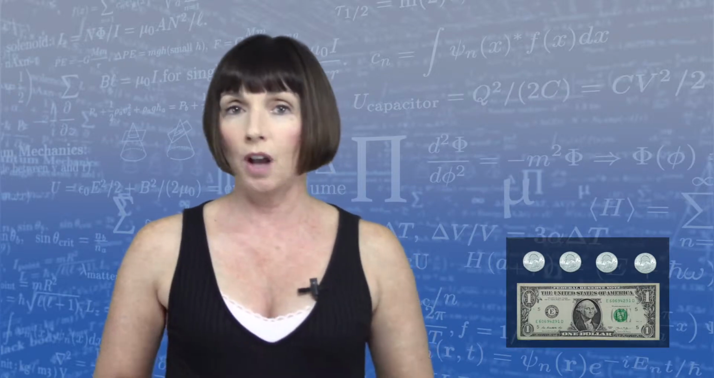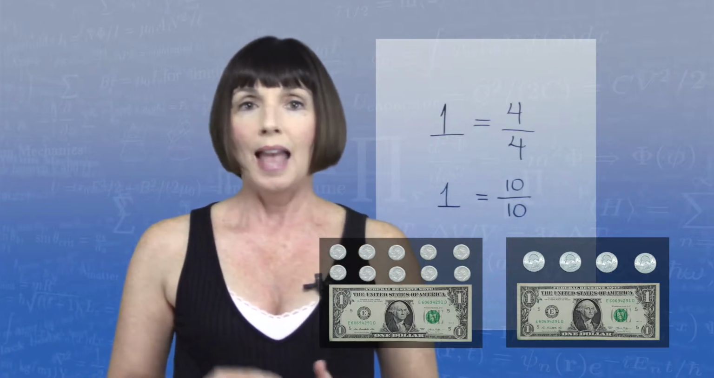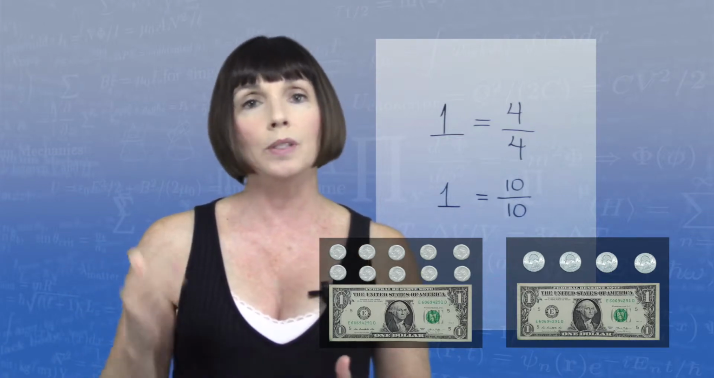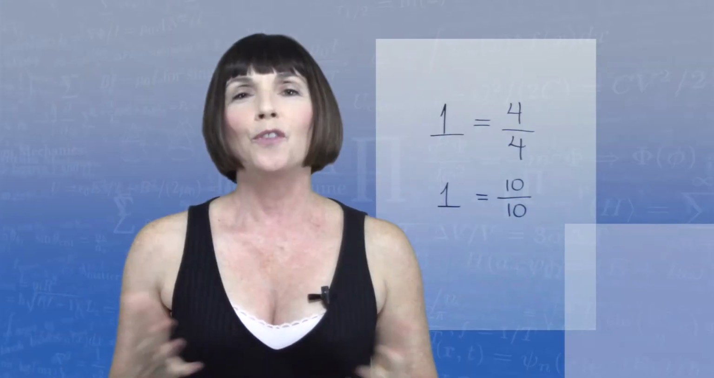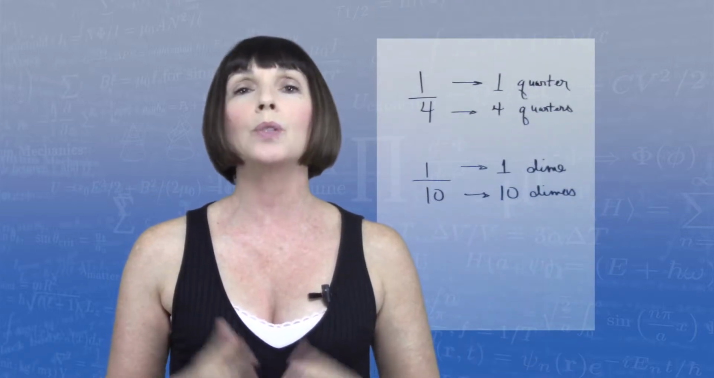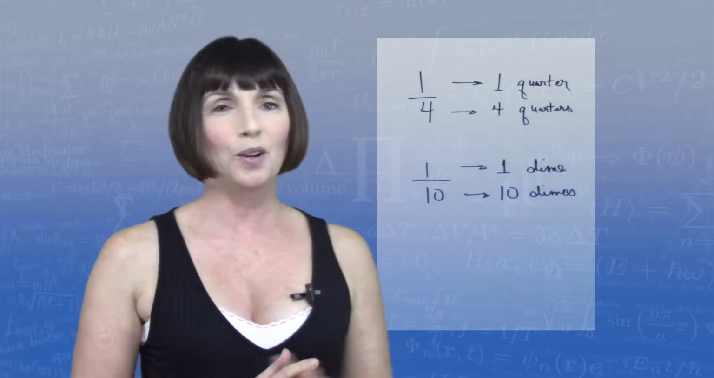Now I also have another dollar, but I have it in dimes. So in one case, I'm looking at my dollar as 4 out of 4 quarters. And in the other case, I'm looking at my dollar as 10 out of 10 dimes. So I have 2 fractions here. The first one is 1 equals 4 over 4, 4 out of 4 quarters. And my second fraction is 1 equals 10 over 10, 10 dimes out of 10 dimes. The fraction that represents one of my quarters is 1 over 4. And the fraction that represents one of my dimes is 1 over 10.